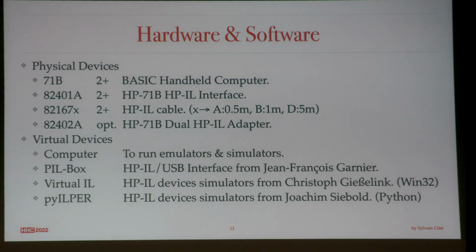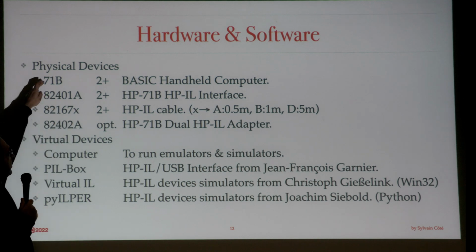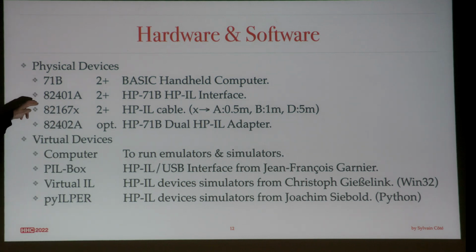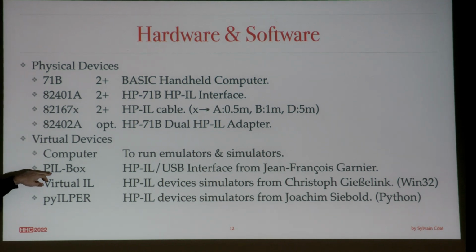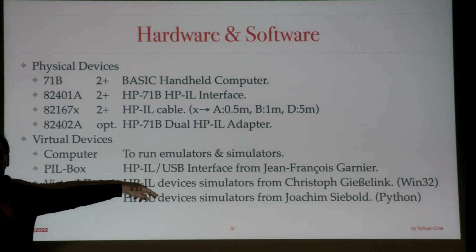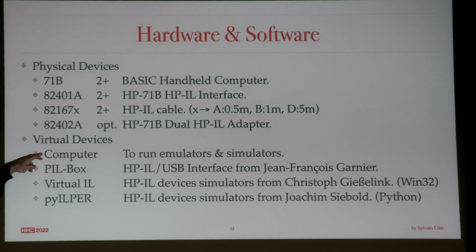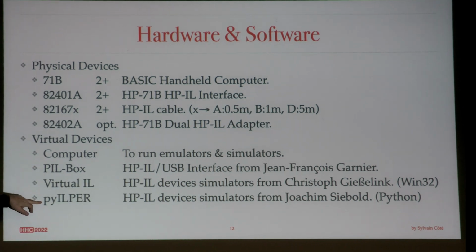So you need 2 or more 71Bs, an HPIL interface, an HPIL cable, and if you really want, you can have dual HPIL adapters and you can have multiple loops and have fun. You can also have virtual devices with the PILBox, which converts HPIL to USB, and virtual software that you can use on a computer, like Virtual IL or PIL that simulate devices.